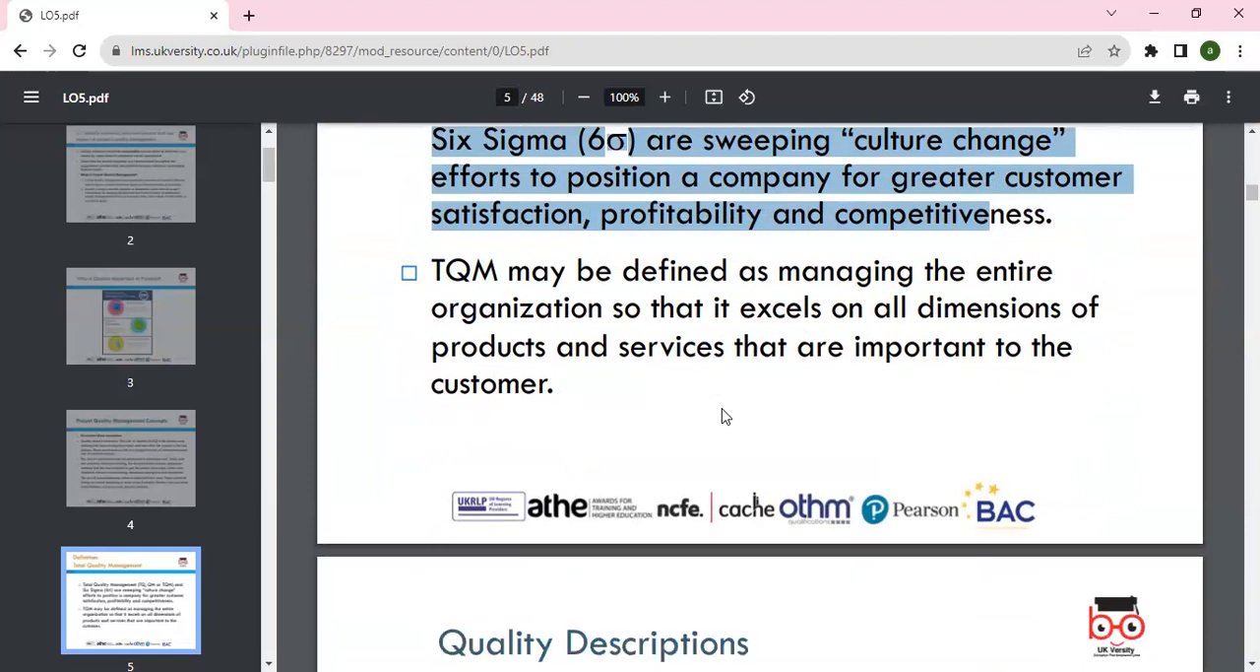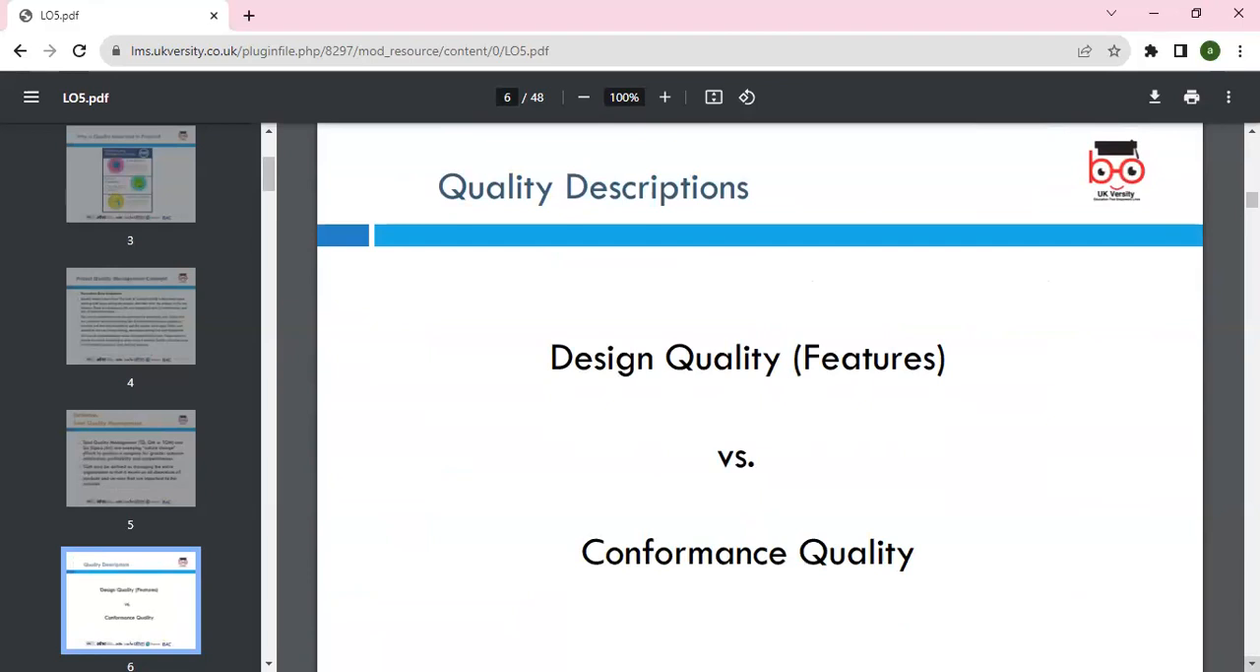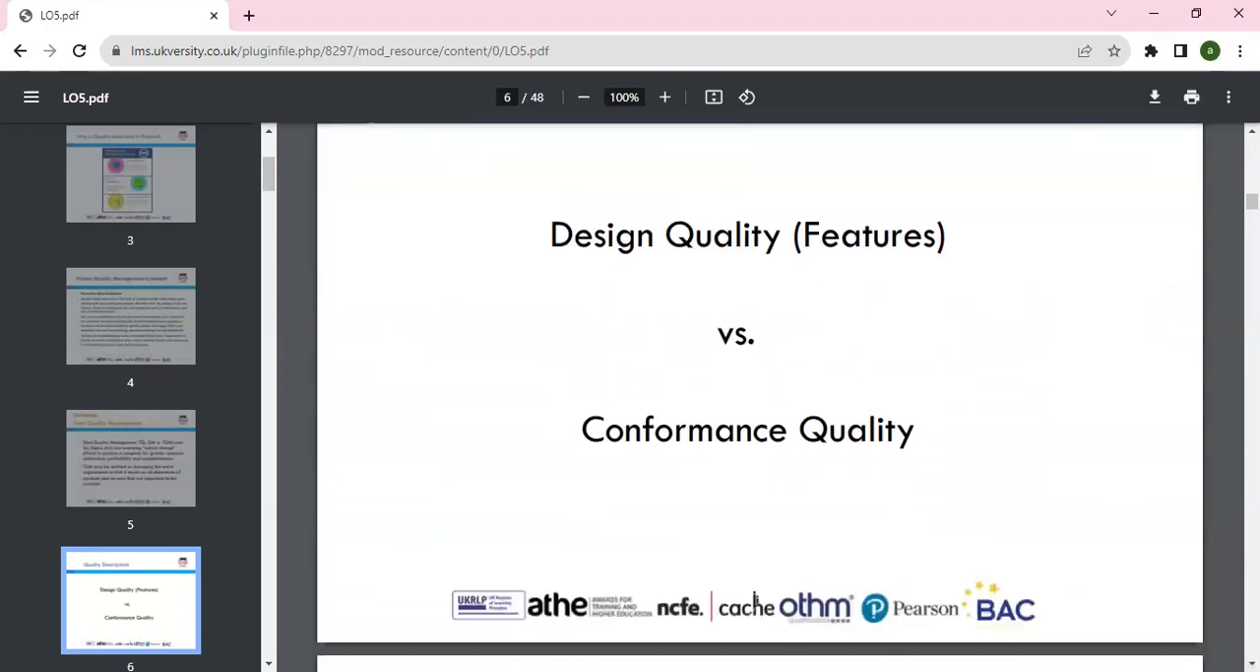Okay, then we need to look around. TQM can be defined as managing the entire organization to excel in all the dimensions of the product and the services. You may have a good product but not good services. Design the quality features and confirm the quality. So you have to draw the standard. So you have to look at the KPI.